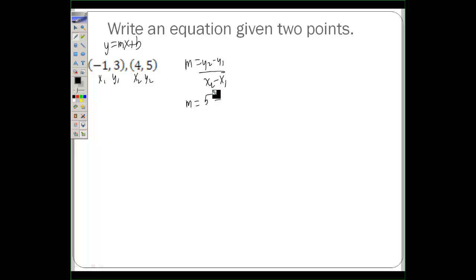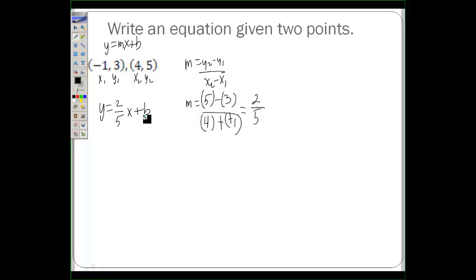y2 is 5 minus y1 is 3, over x2. And please be careful to plug all your numbers in with parentheses. You need a minus sign and then in parentheses x1, negative 1. If you forget to put the parentheses, you're liable to get just minus regular 1. That's not the case, so be careful there. The slope is equal to 2 over 4 minus negative 1, which is 5. 2/5 is the slope. So I'm halfway there. I found my slope. I know that it's 2/5.